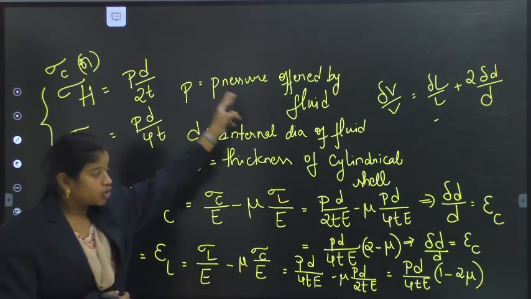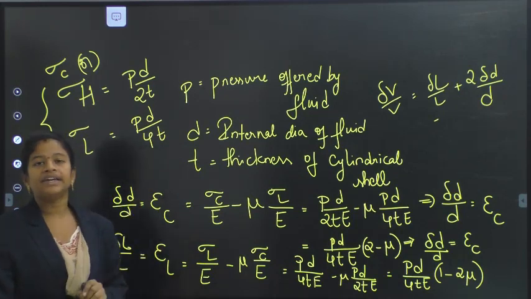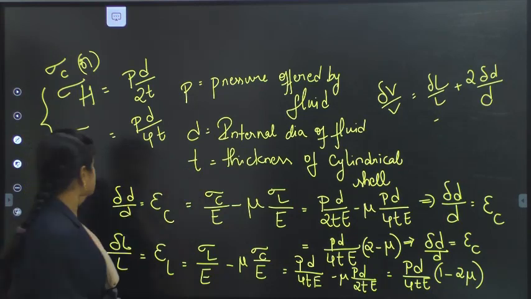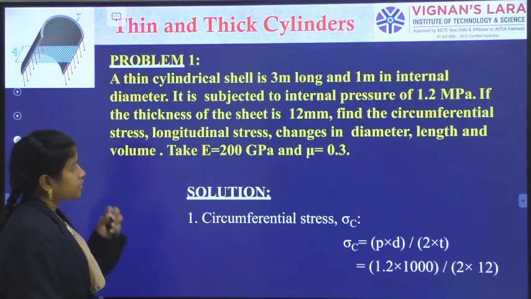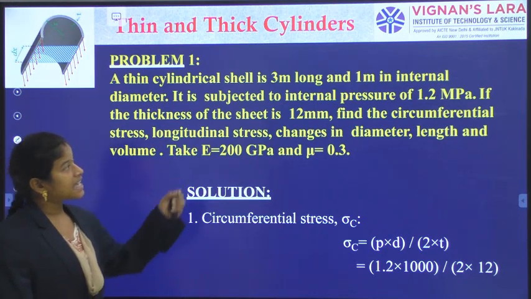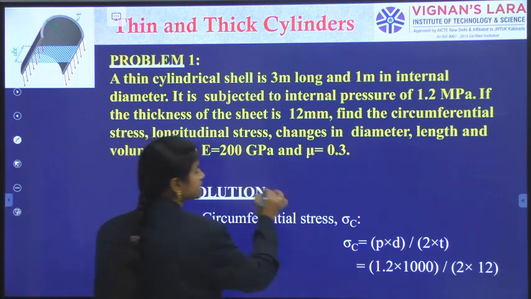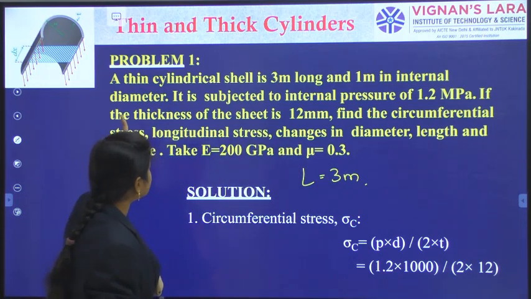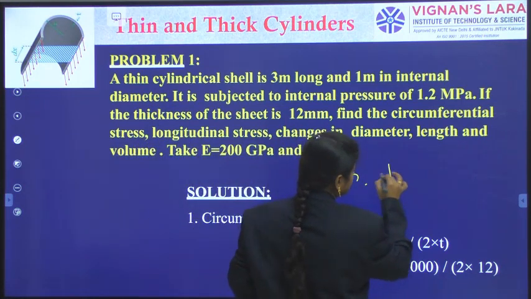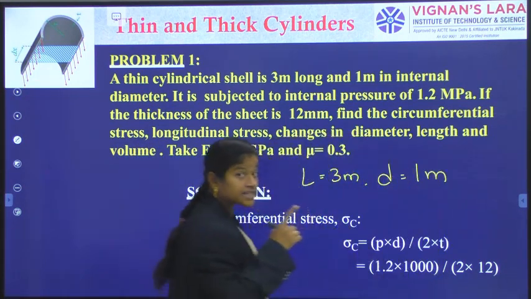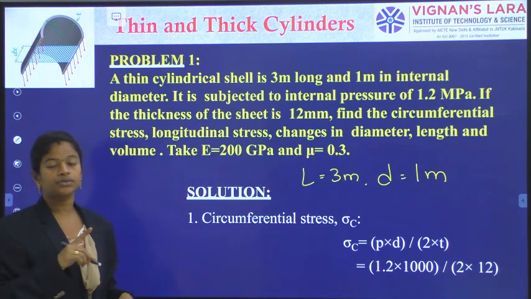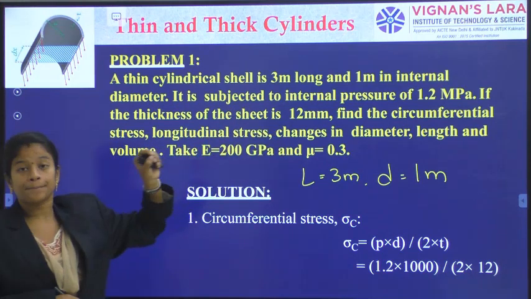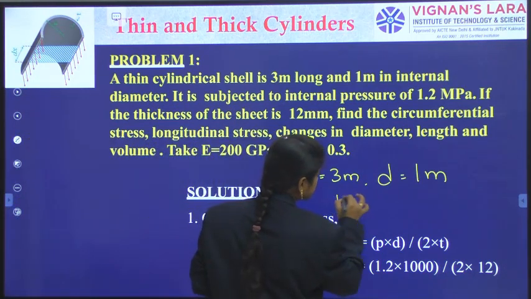Okay, so using this basic concept, now I am dealing with a problem so that you can get enough clarity for the substitutions. See here, a thin cylindrical shell is 3 meters long, and it has an internal diameter of 1 meter. D is equal to 1 meter. Everything is in meters. Later if needed we will substitute in millimeters. And then it is subjected to an internal pressure of 1.2 megapascals.